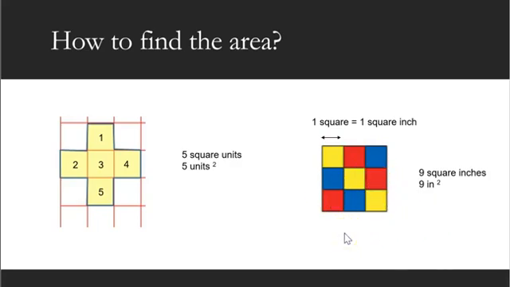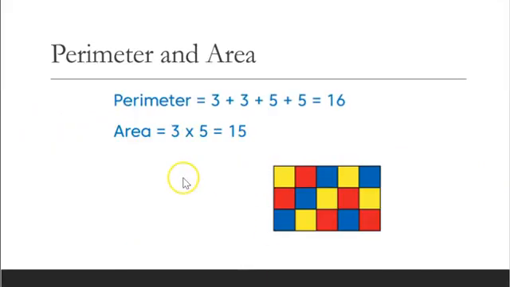Now you can do some of these problems with me if you have some square tiles or blocks or even Cheez-Its will work in making these different polygons and finding their area. All right, let's go back to perimeter and area. To find the perimeter, I add up every side.